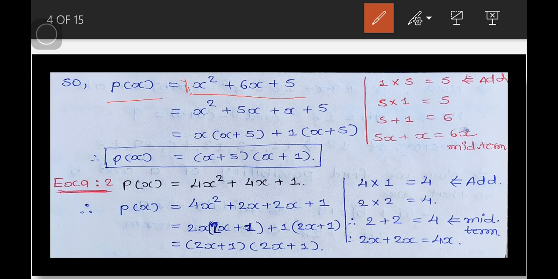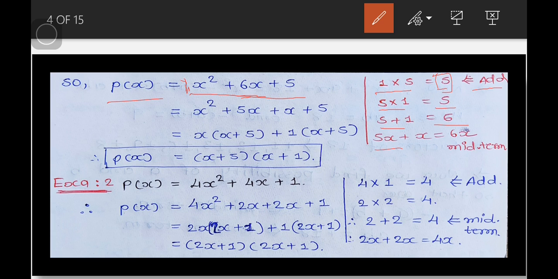So first we multiply 1 and 5, which is equal to 5. Here we get a positive value, so we do addition of factors of 5. Here 5 ones are 5, and 5 plus 1 is equal to 6. That is the middle term, as we can see here.